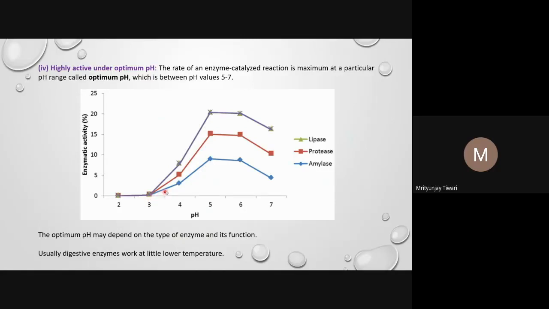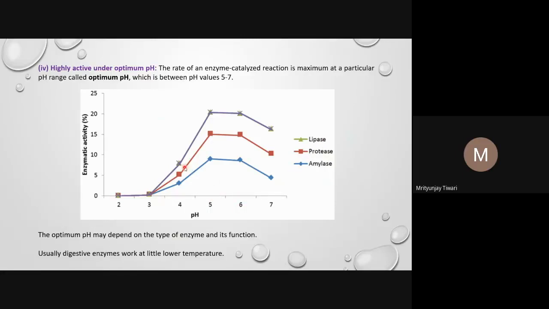And after a certain pH, you see the enzyme activity started shooting up, and at a particular pH, between 5 to 6, the activity is optimum for these three enzymes, the amylase, protease, and lipase. And then after that, the enzyme activity again starts reducing. And as I said, depending on the enzyme, this optimum pH may vary slightly. So for these three enzymes, we see the optimum pH is 5 to 6.